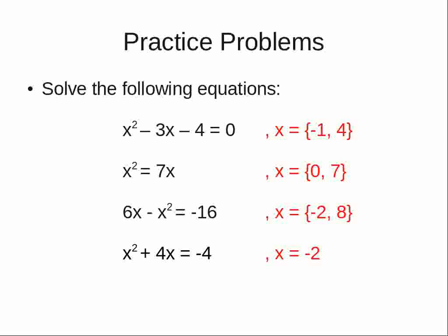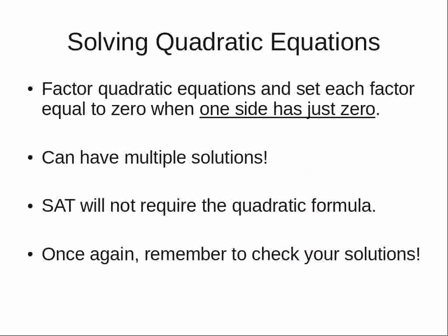Okay, solutions. The first one has two solutions: minus 1 and 4. The second equation, the solutions are 0 and 7. The third equation, the solutions are minus 2 and 8. And then the last equation only has 1 solution, that is minus 2. All right, discussion.